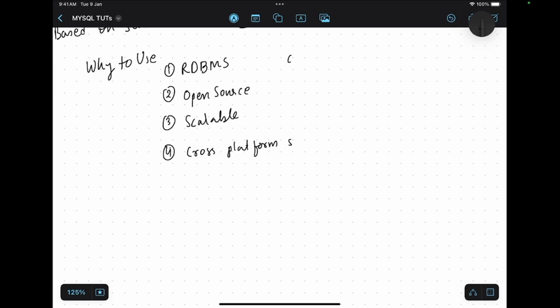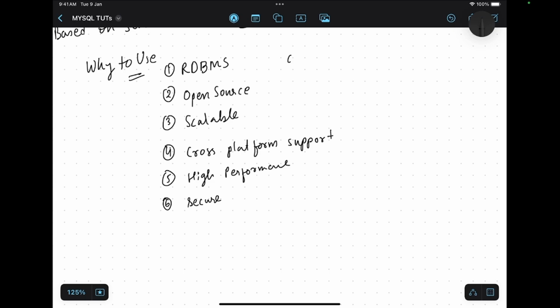Cross-platform support should be there, like it is supported by Windows, Linux, macOS, everyone. Then high performance is really, really important. So what do you mean by high performance? High performance means performing heavy operations, heavy read and write operations, efficiently. Then it's secure. In the previous video, I explained that security is also a very, very important part. So if you want to consider all six or more than this, basically the six are the features, and if you find them, then you should use MySQL.